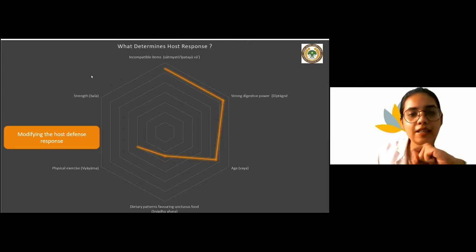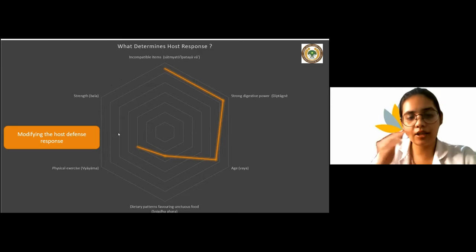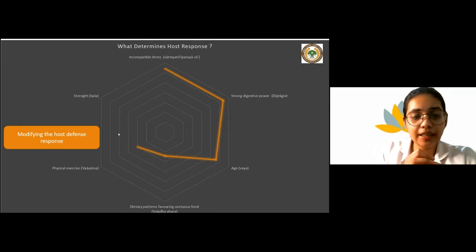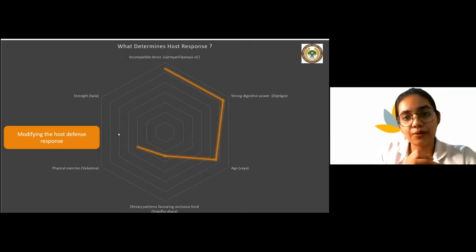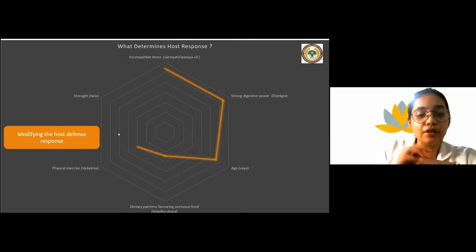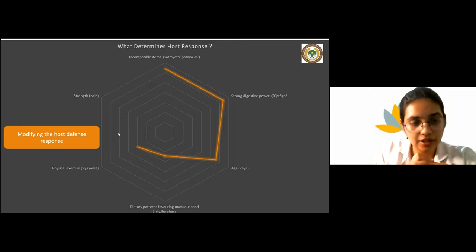So in this composite score, we found that 90% of the entities, the sub items included in the questionnaire, are factors that can be modified. So there could be a possibility that we could modify the host response, and then that will further modify the clinical severity. So this was the third outcome that we had.